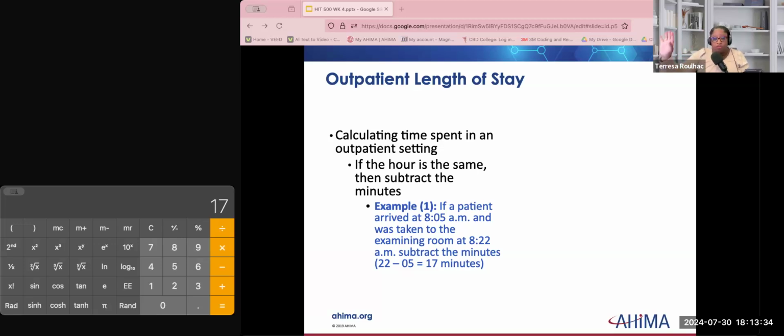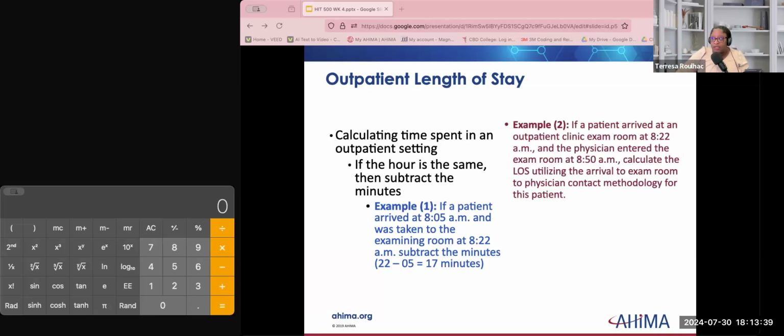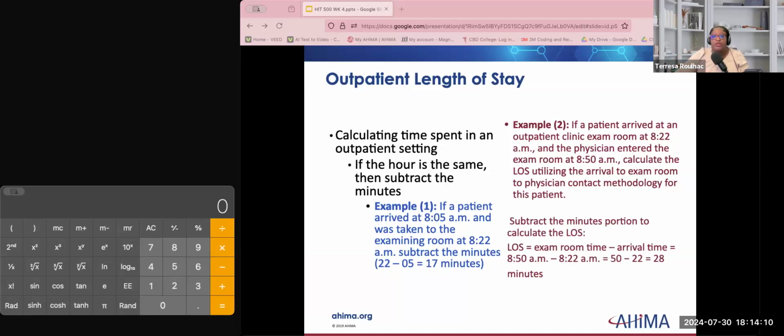All right. So 17 minutes. That was our very first example. Now, with example 2, if a patient arrived at an outpatient clinic exam at 8:22 a.m. and the physician entered the exam room at 8:50 a.m., we're calculating that length of stay and we are utilizing the arrival to exam room to physician contact methodology for this patient. So again, we set ourselves up for success.